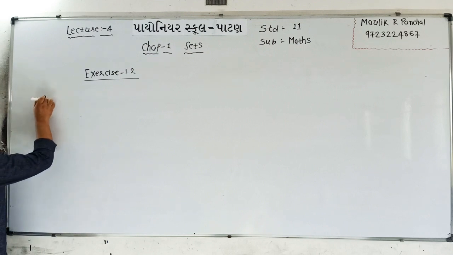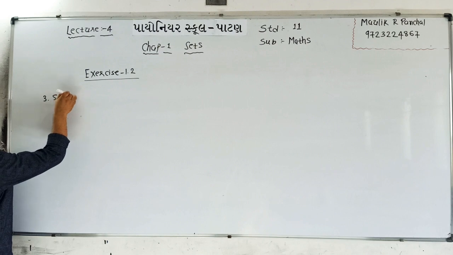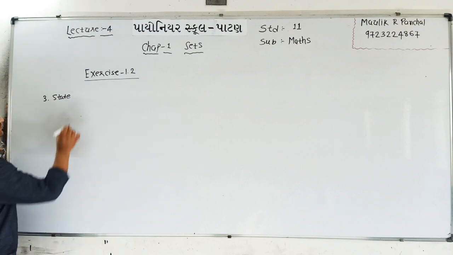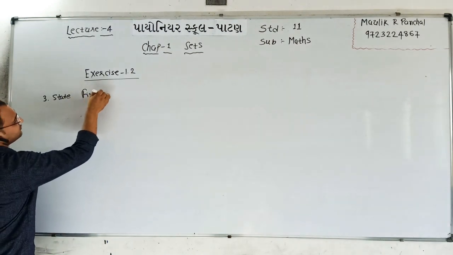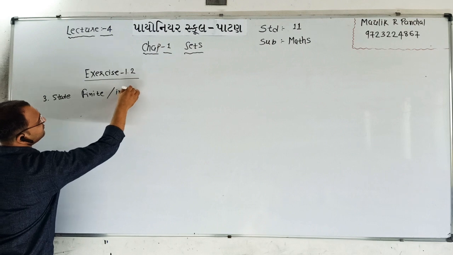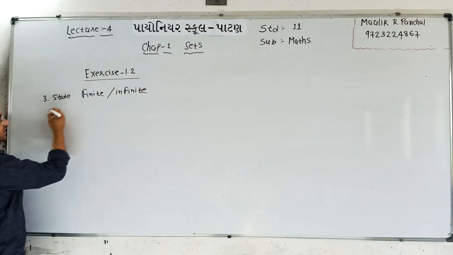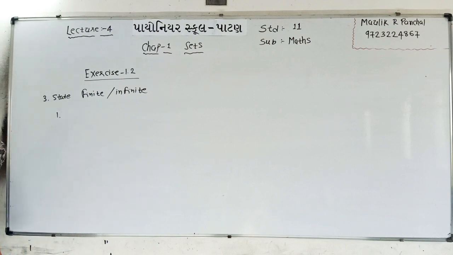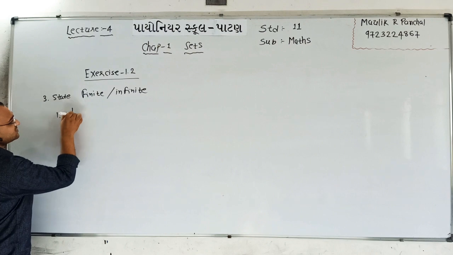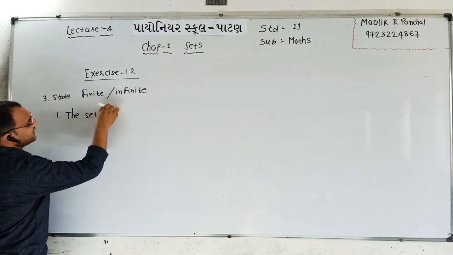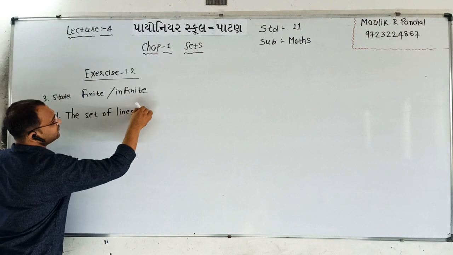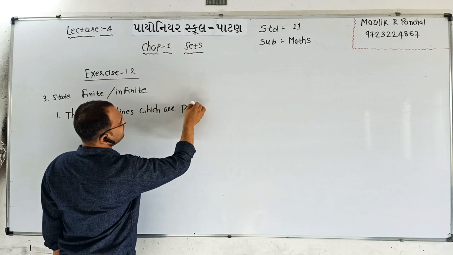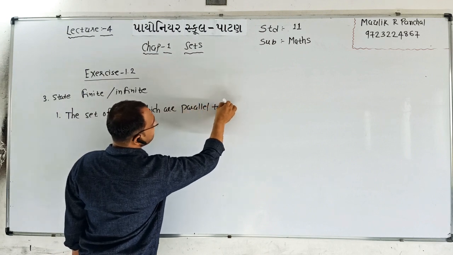Third question, state whether the following sets are finite or infinite. In the first question, the set of lines which are parallel to the x-axis.